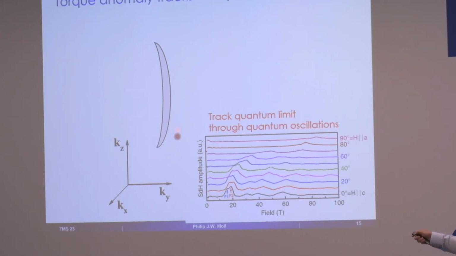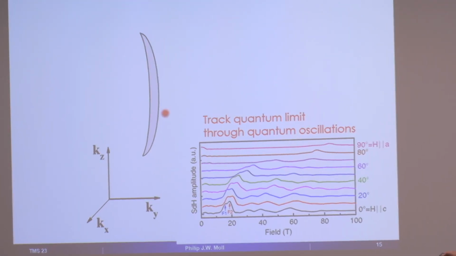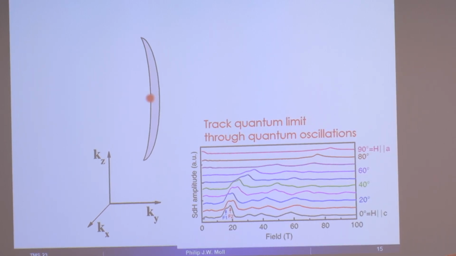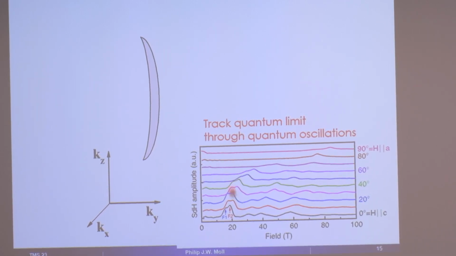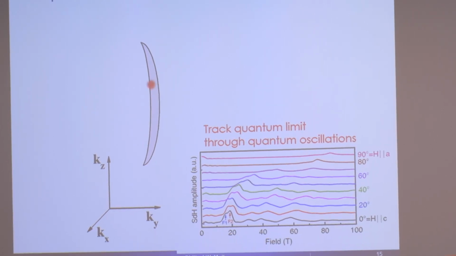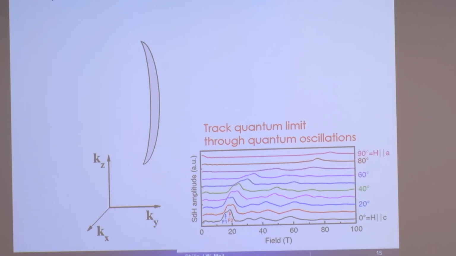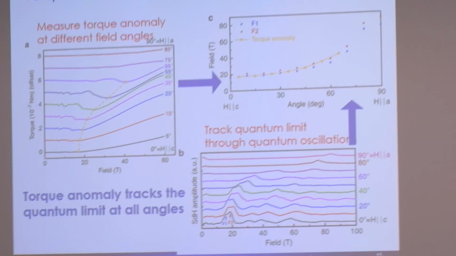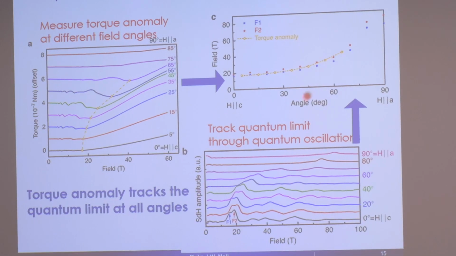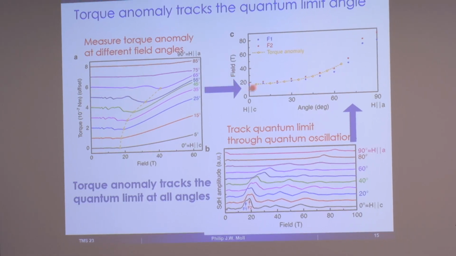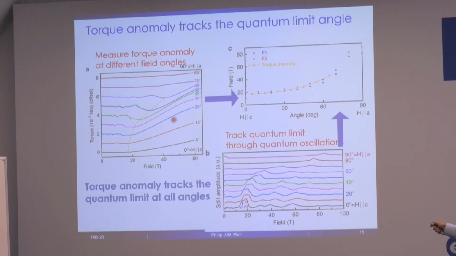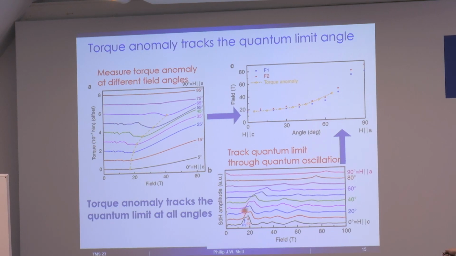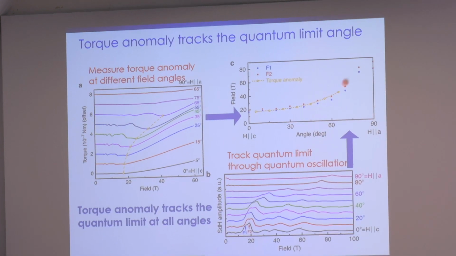If you apply the field along the axis of the banana, the extremal cross-section you will see is this tiny circumference here. So that's 20 Tesla. But as you apply the field more in this direction, your cross-sections will grow. The area will become much bigger, and so you see this thing go up. But the beautiful thing is that if you put both together, they really trace exactly right. You put on one plot the field angle for this anomaly in the magnetic response, and for where the quantum limit is from quantum oscillations, and they trace each other completely.